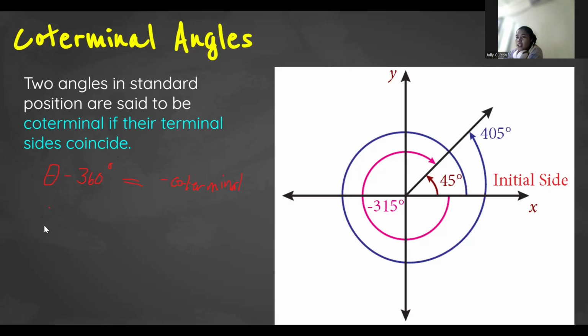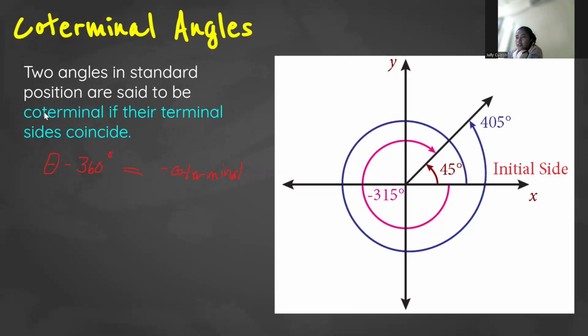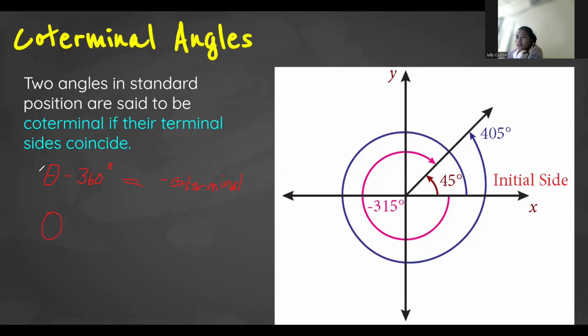If you add 360, so this is your angle plus 360 degrees, that is your positive coterminal angle. So that is the formula: angle minus 360 degrees is your negative coterminal, and angle plus 360 is your positive coterminal angle.